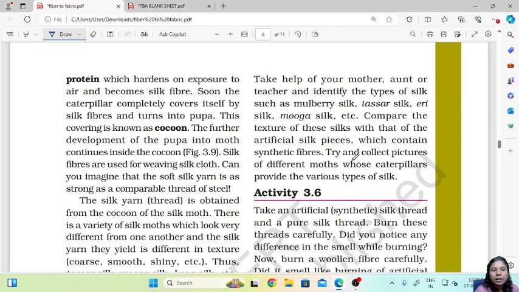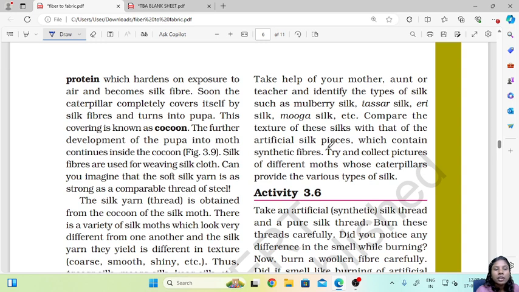Soon the caterpillar completely covers itself by silk fibers and it turns into a pupa. This covering is known as a cocoon. So the covering that it prepares for itself of the silk fibers is known as the cocoon. Further development of the pupa into moth continues inside the cocoon.